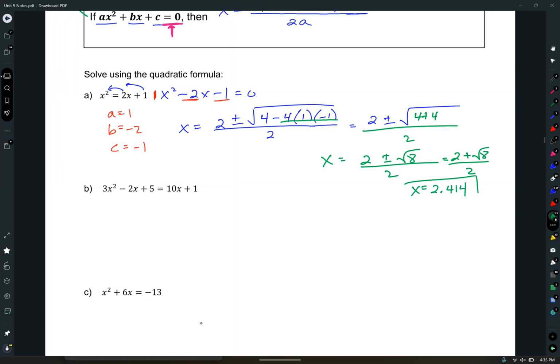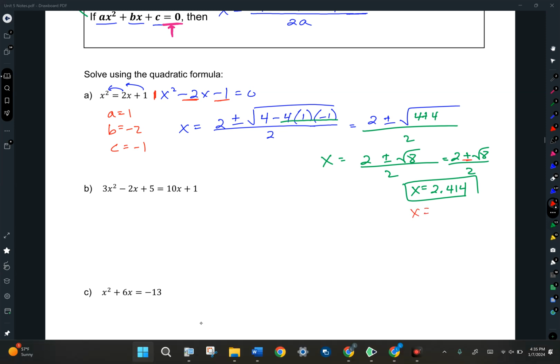2.414. That's one option. But then the other option is, what if that had been a minus? Right? If that had been a minus, then we're going to have, let's go to our calculator.